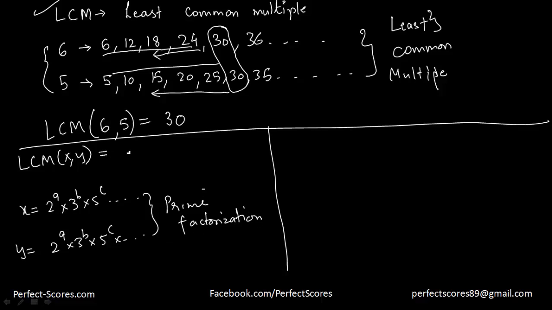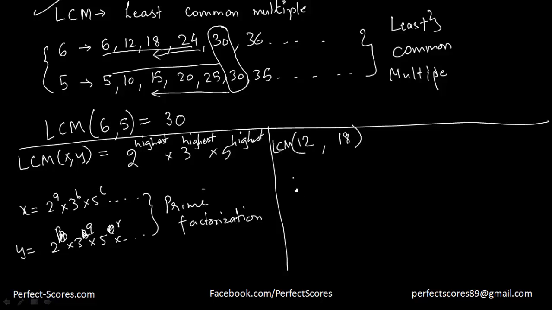Now the LCM of x and y will have the highest power for each prime number. Whichever power is highest, that will give you your least common multiple. Now why do we pick up the highest power? Let's suppose I have the numbers 12 and 18, and I want to find the LCM of 12 and 18. 12 can be written as 2 to the power 2 into 3 to the power 1, and 18 can be written as 2 to the power 1 into 3 to the power 2.